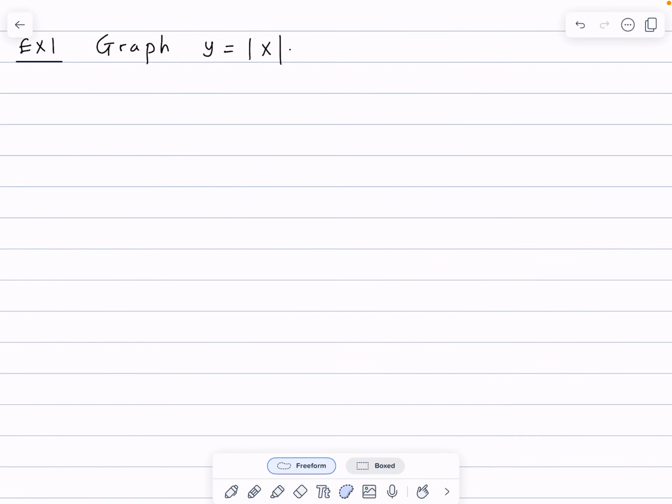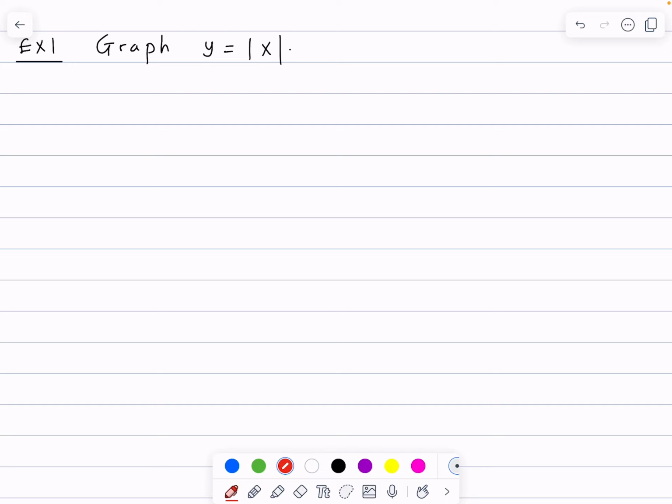Hello friends, let's graph this absolute value function y is equal to absolute value of x. Generally, if you want to graph a function, you want to plug in your x value into the function to get the y value, right? And then you plot. So in this case, how can we get the x value?